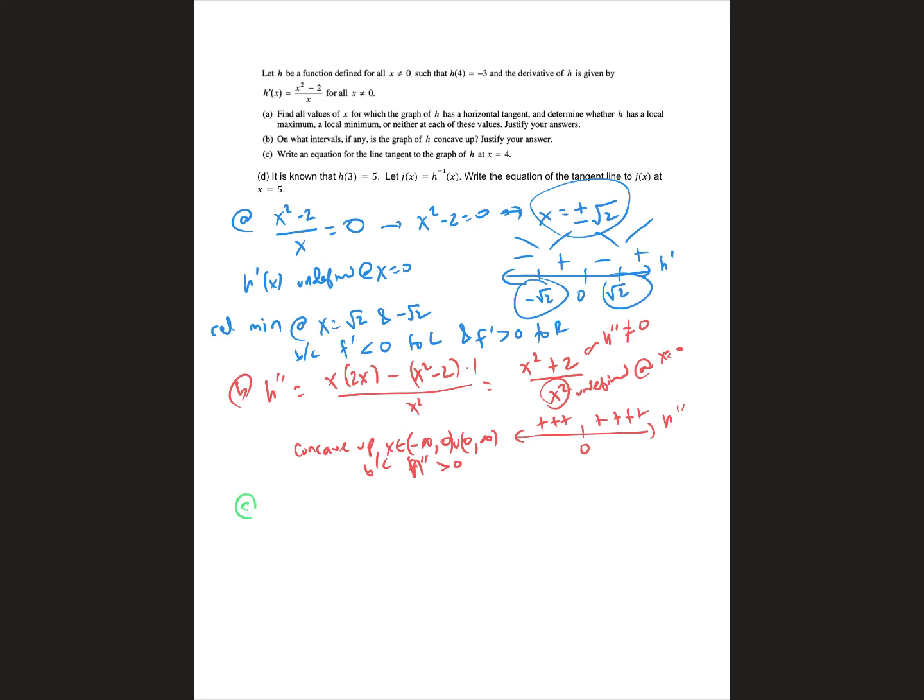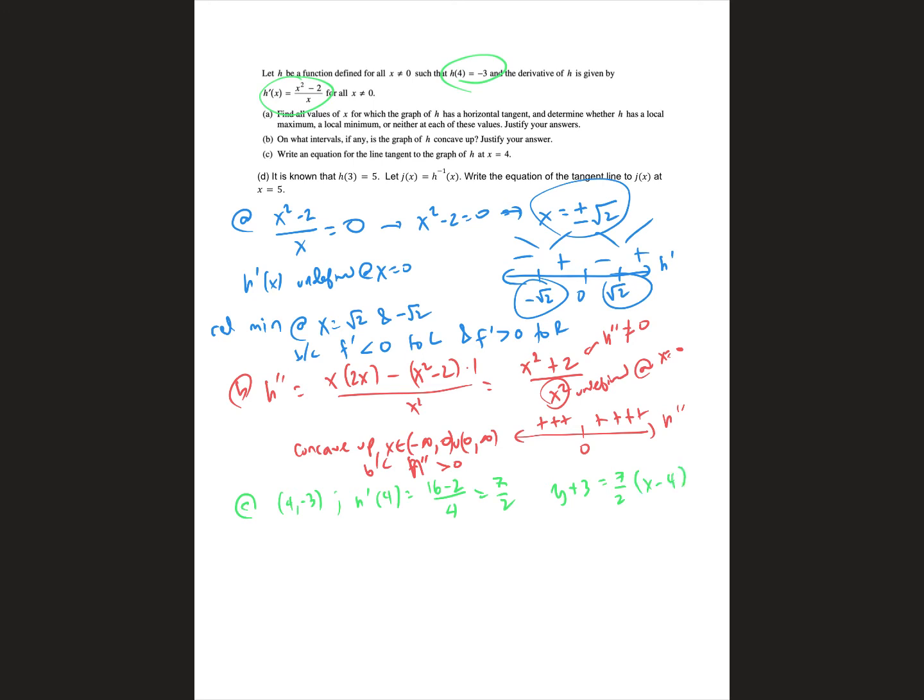Part C. Write an equation for the line tangent to the graph. So we need a slope and a point. You're told in the problem that h of 4 is -3, so the point is (4, -3). And then we know h prime, so if we find h prime of 4, that would be 16 minus 2 all over 4, so that's 7 halves. And so my line can be in any form, but I always use point slope, it's just the easiest.